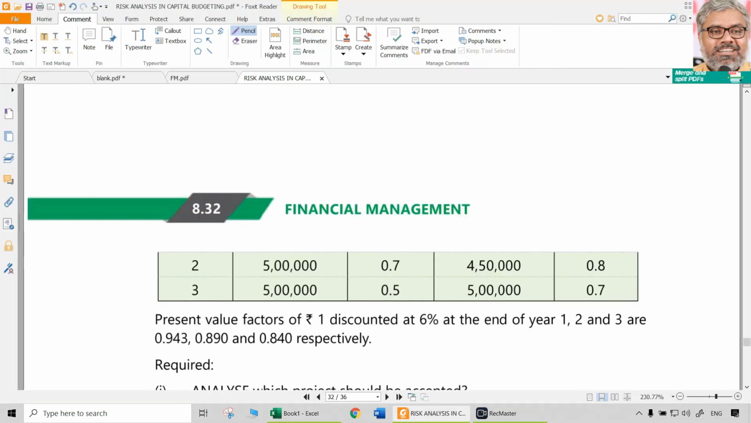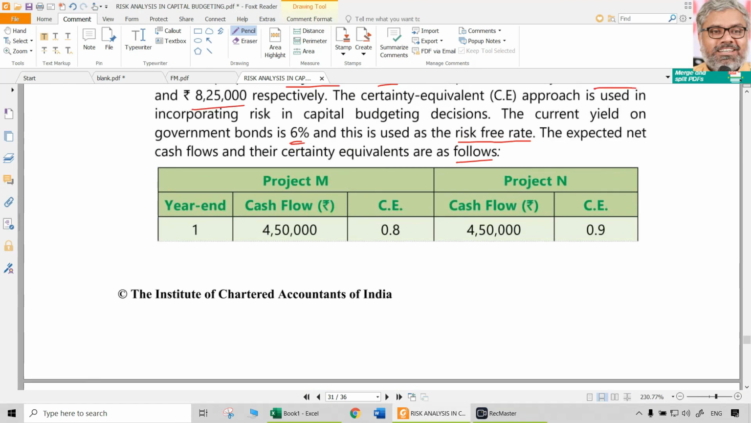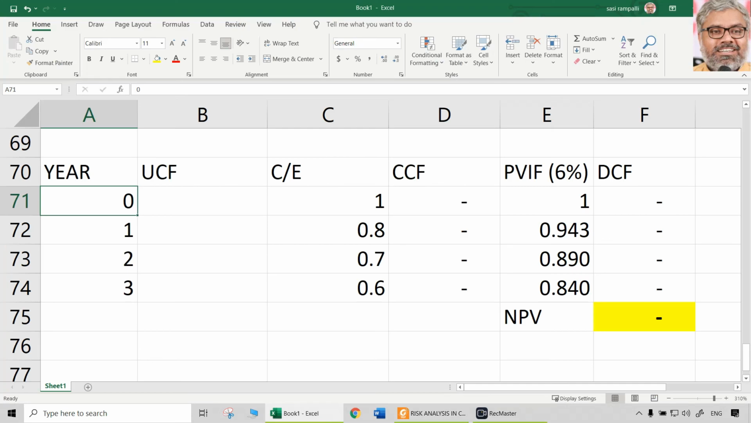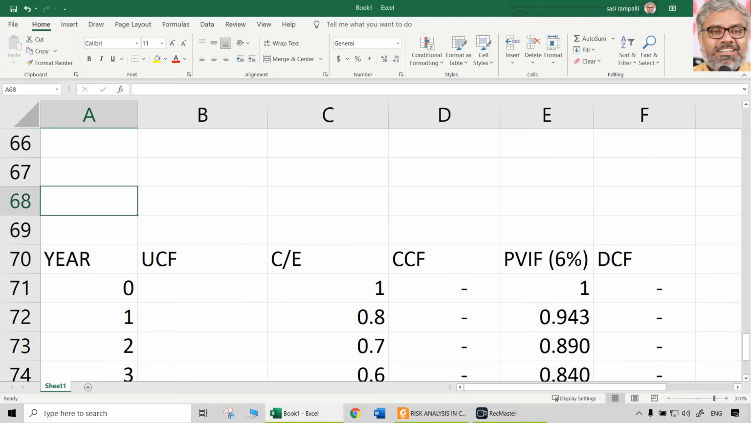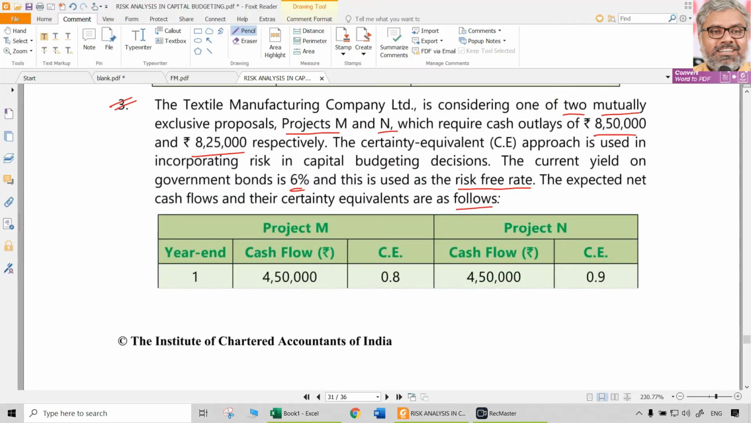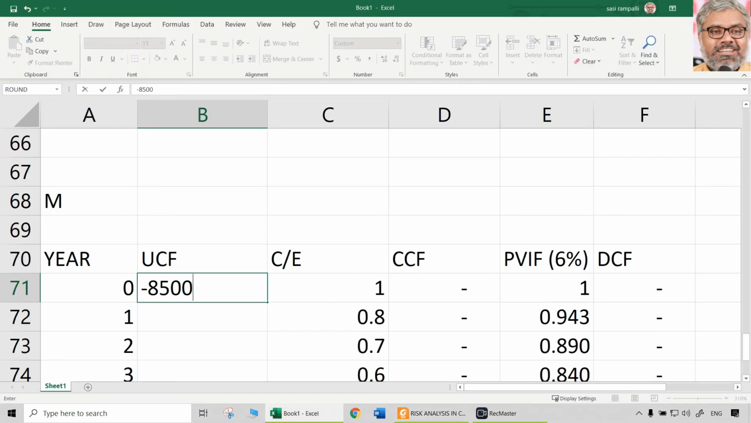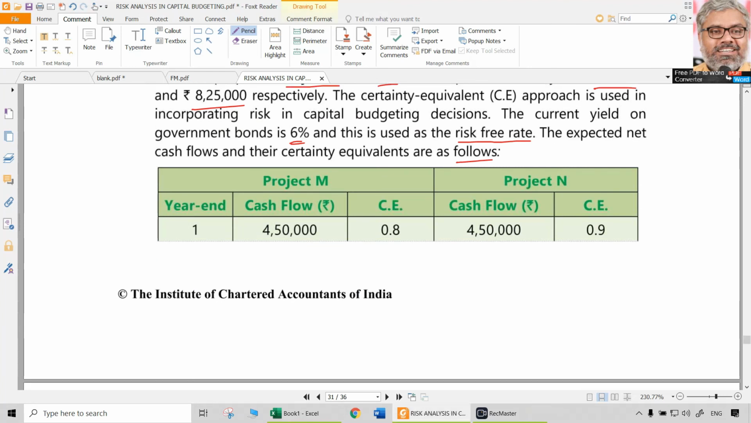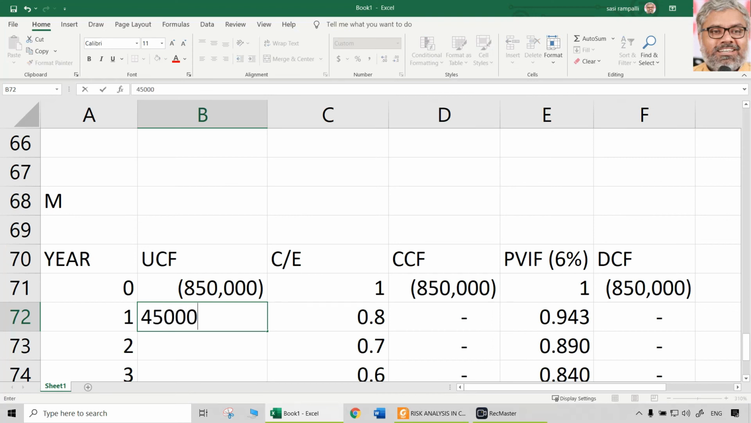So year 0, what is the uncertain cash flows or initial cash outlay? That will be for project M we are first calculating. Let us do that separately for project M first, then N. So uncertain cash flows means actually for year 0 the cash flows will be certain only, but it is outflow, minus 8,50,000 for project M. Then cash inflows for project M are going to be 4,50,000.